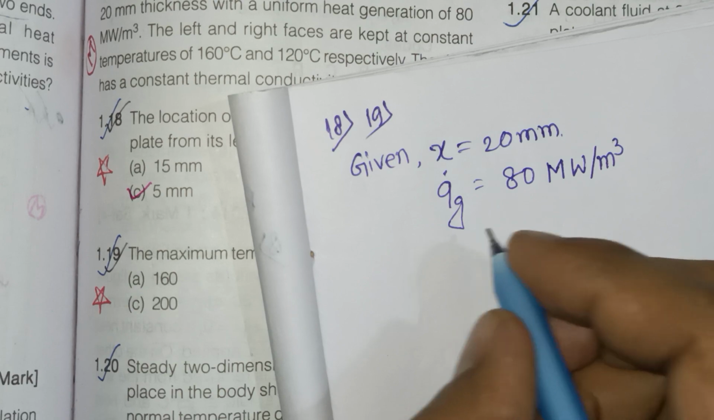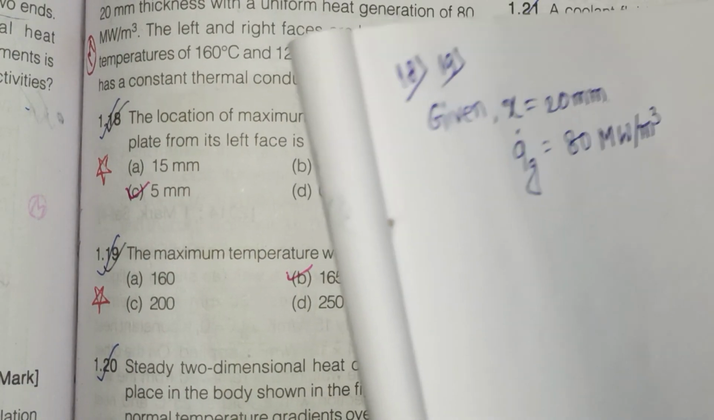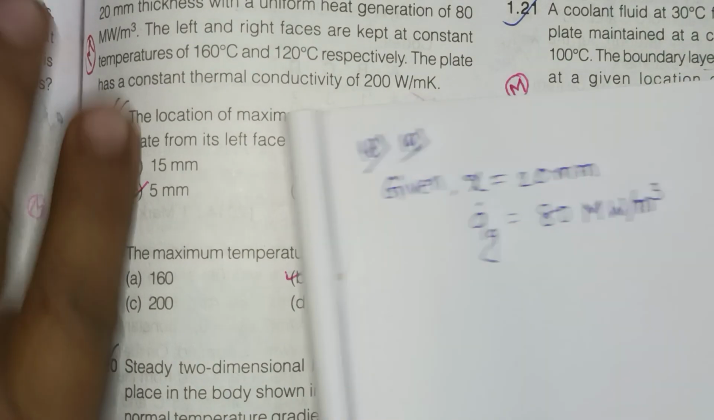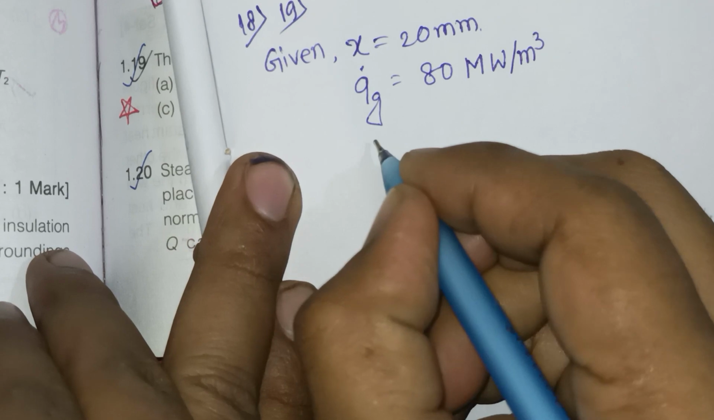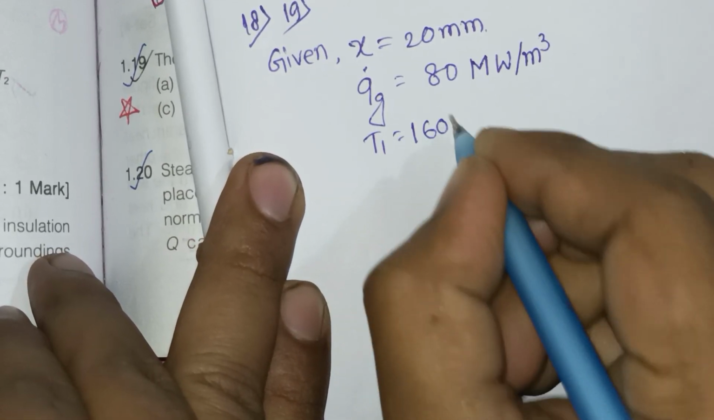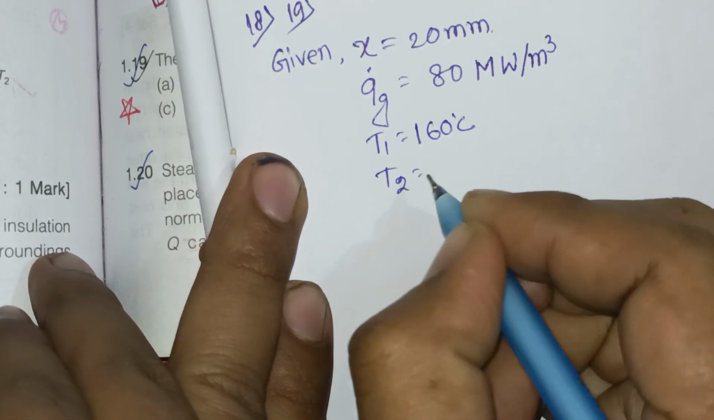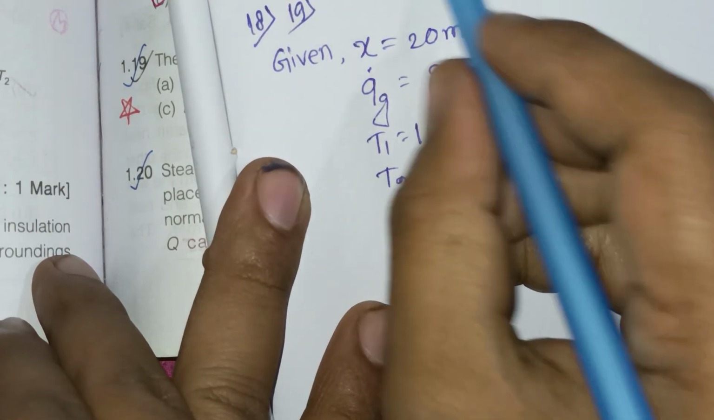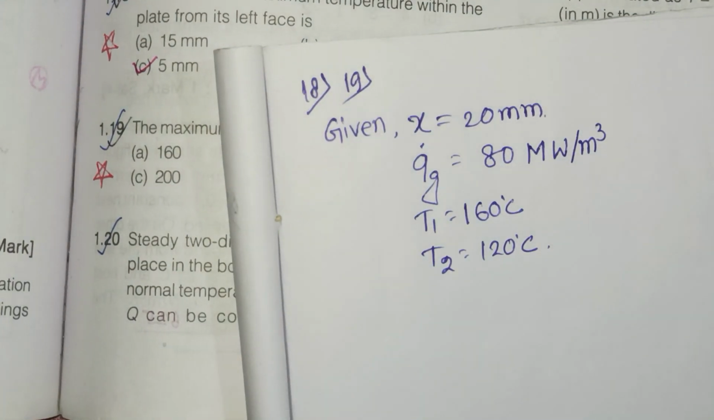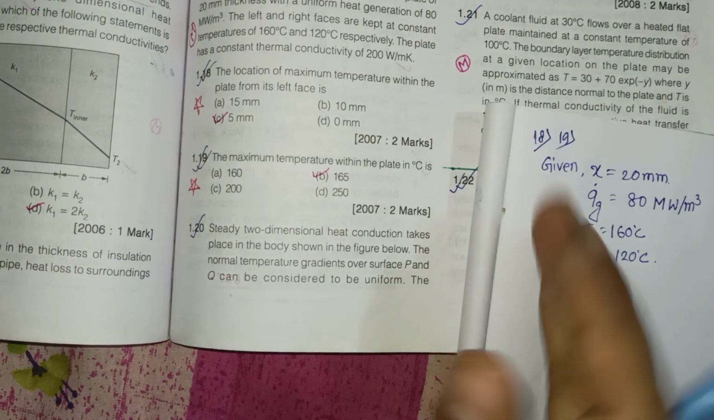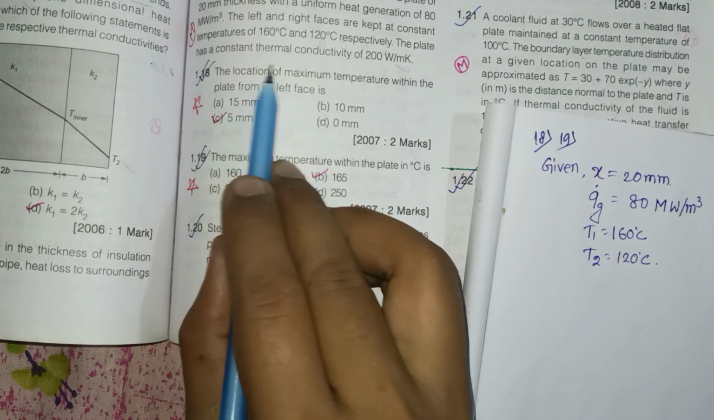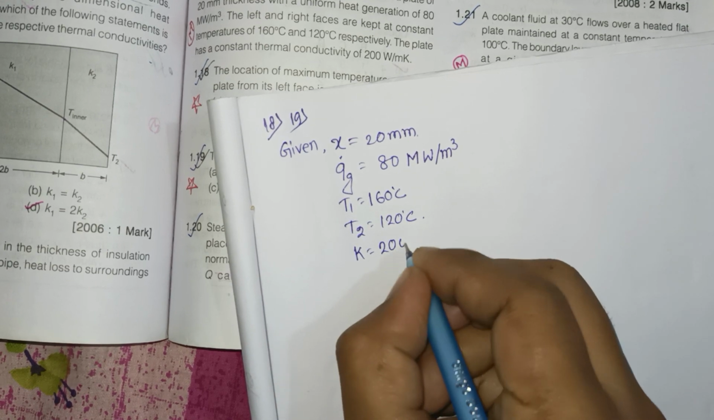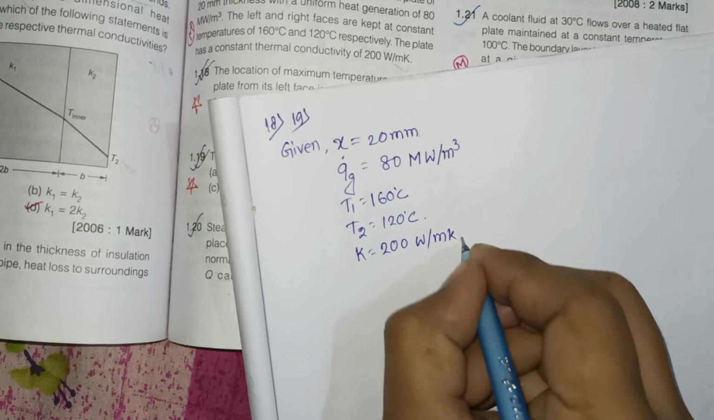The left face, suppose T1, is equal to 160 degrees Celsius, and the right face T2 is 120 degrees Celsius. The plate has a constant thermal conductivity, so k is equal to 200 watt per meter Kelvin.